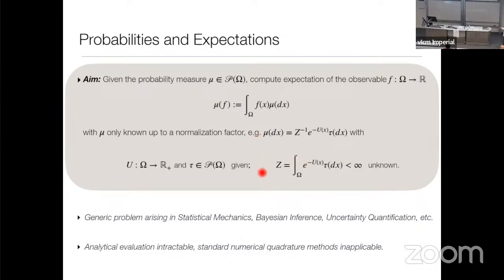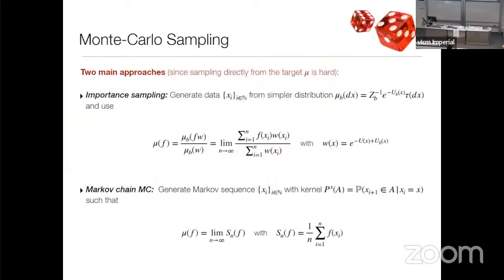So these problems are typically intractable analytically because the integration is in high dimension, and standard numerical quadrature methods are also inapplicable because you're also in high dimension. And so what people resort to typically is Monte-Carlo sampling, which means that you replace the expectation with an empirical average over samples that are drawn from a given distribution. So the simplest way you could think about that, of course, is to try to draw the samples directly from the target measure, but typically this is difficult.